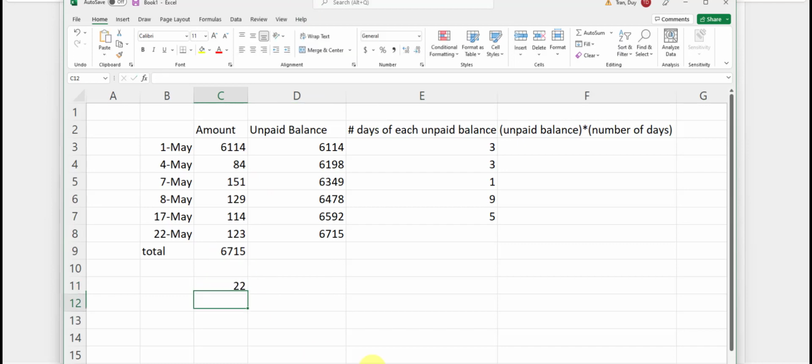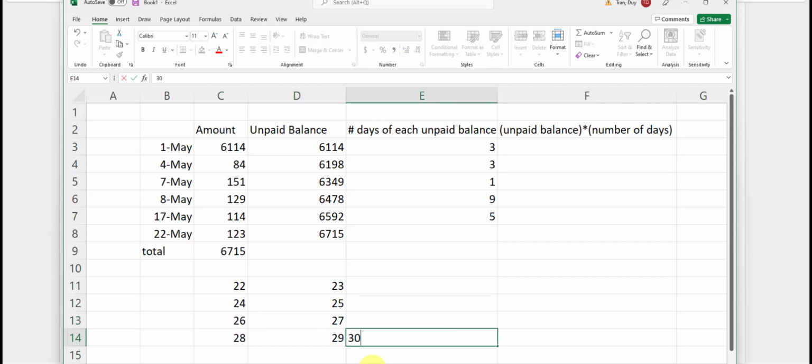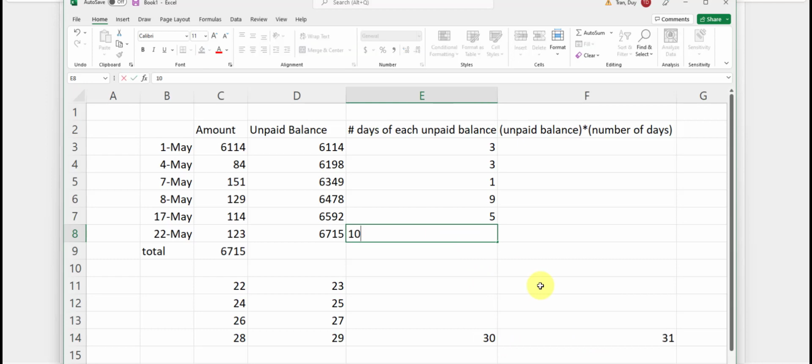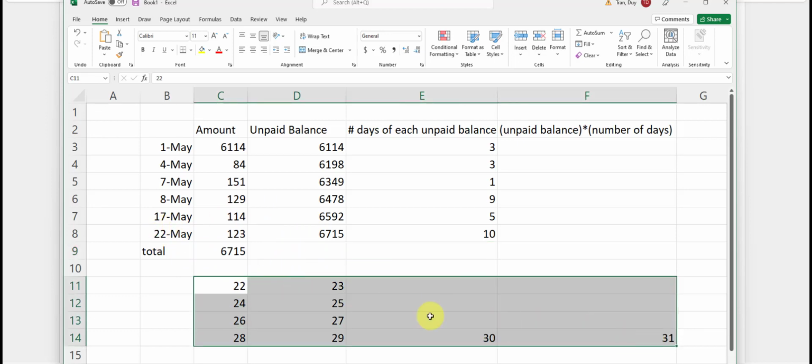So we have 22nd, 23rd, 24, 25th, 26, 27, 28, 29, 30, and 31st. So we have 1, 2, 3, 4, 5, 6, 7, 8, 9, 10 days. So the last one is 10 days. So be careful. You have to take 31, subtract 22, and then add one more, because we are including the 22nd day. So that should be 10 days total.